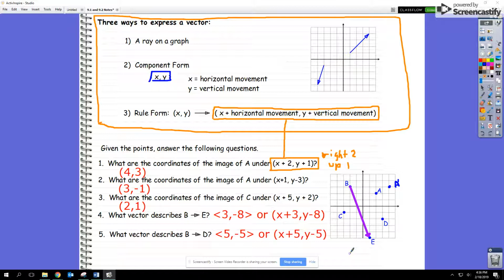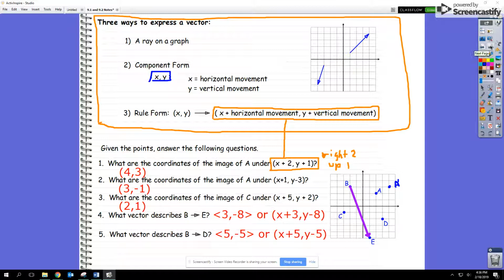You'll do the exact same thing on question number 5. You're going to go from B to D. And we're going to see that we're going to go right and down to get from B to D. So that's why the answers are going to be similar to what you saw in question 4. All right, so that takes care of question 5.